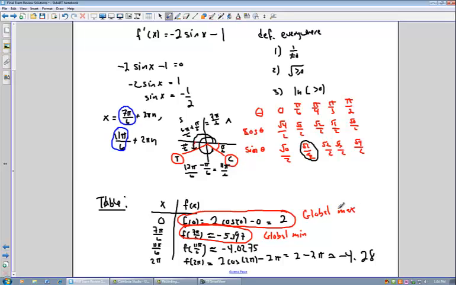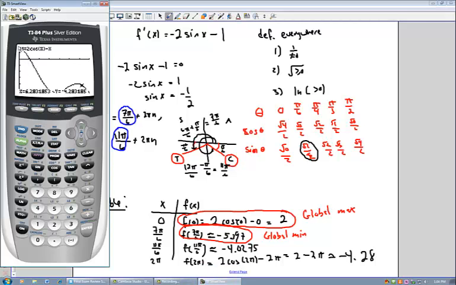You can also simply check this with your calculator. Since you have it up, you can see, yes, the global max occurs here at 0 when you plug in 2 and you get out 2. And then here's the global min down here, which you can check, plug in 7 pi over 6 again, and you'll see it's down here. All right, so the next problem.